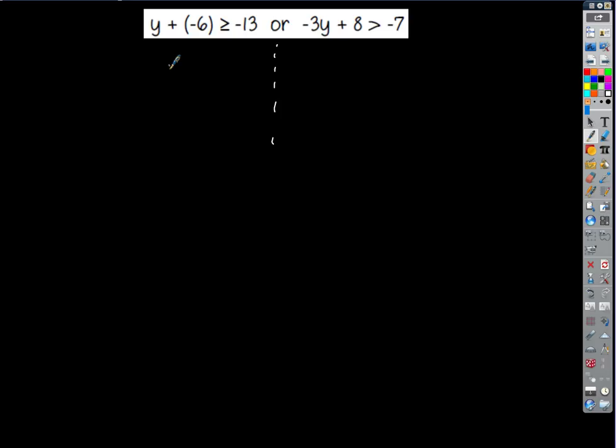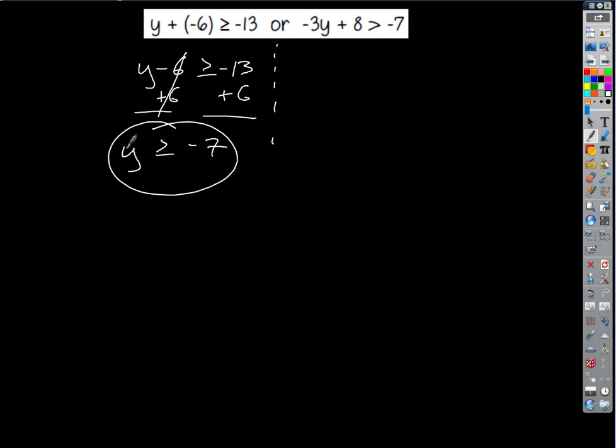Yeah, just add 6. If I want to rewrite this, what's another easier way of saying y plus negative 6? Y minus 6. So maybe we want to just rewrite that as y minus 6 is greater than or equal to negative 13. So we add 6 to both sides. If I add 6, what do I get? Y is greater than or equal to what? Negative 7. Okay, everybody agree that's part of our answer? Okay. Or, what about the other side?